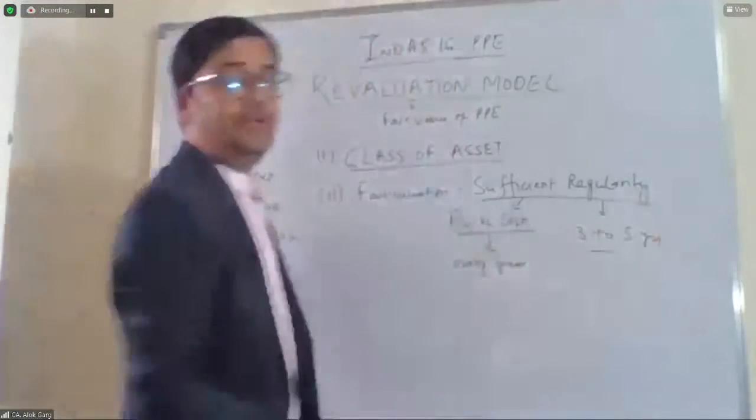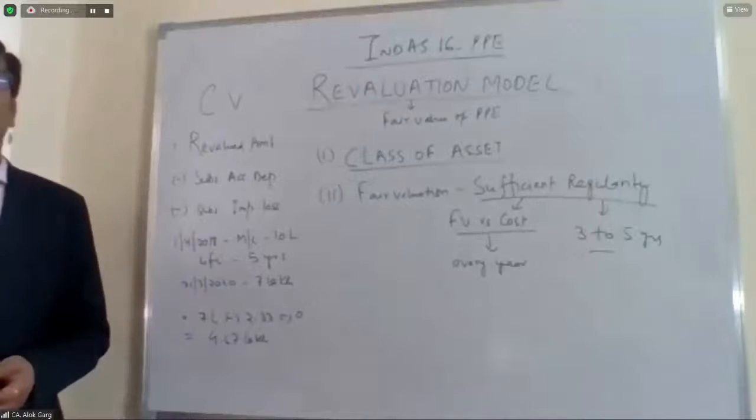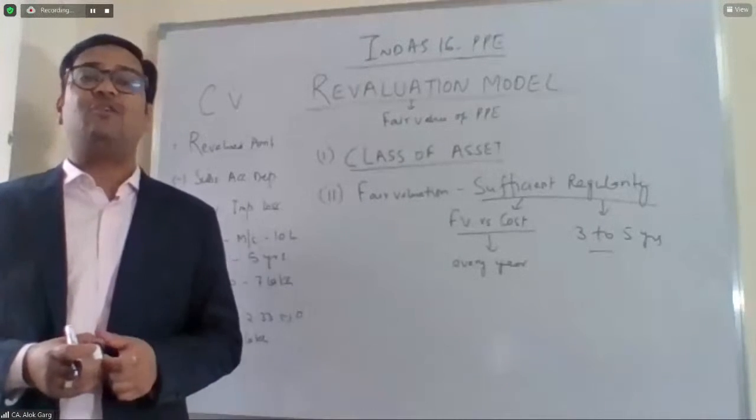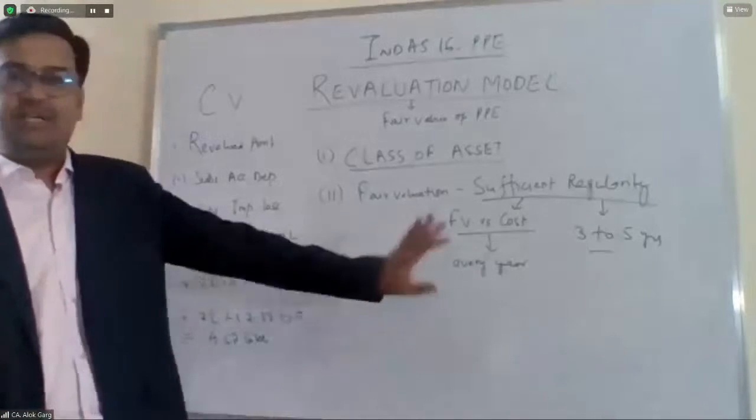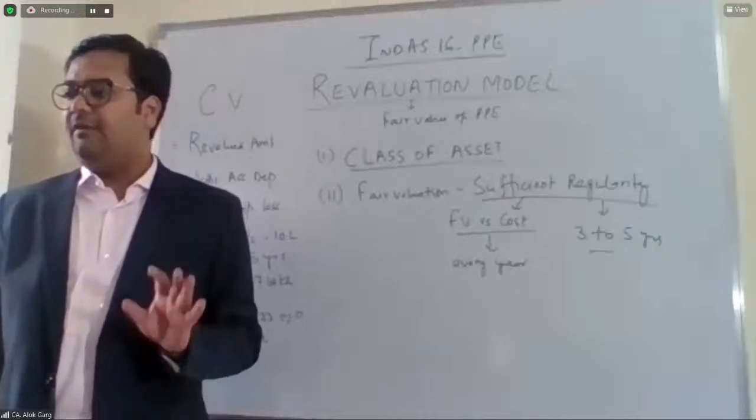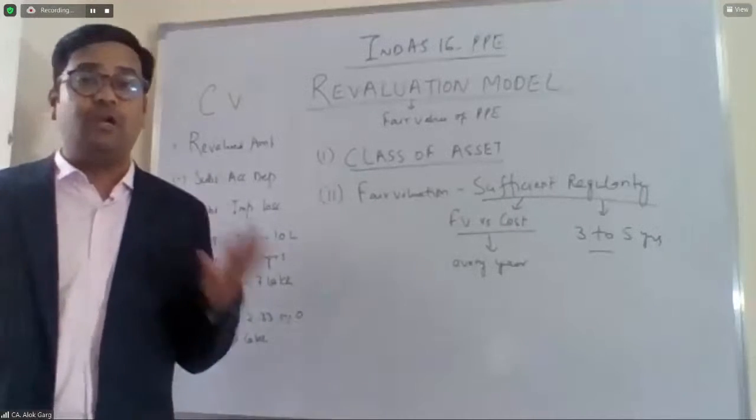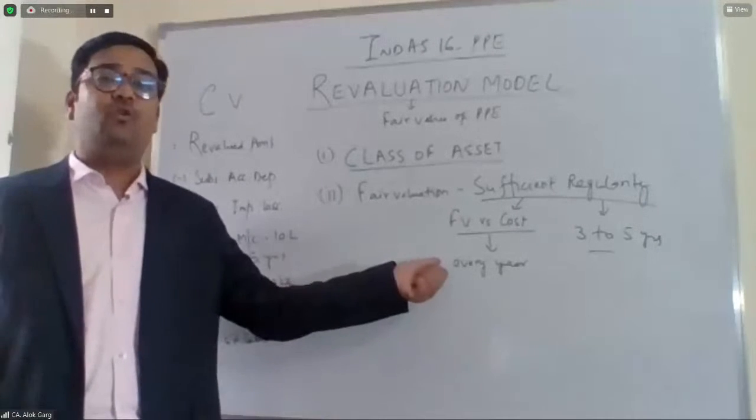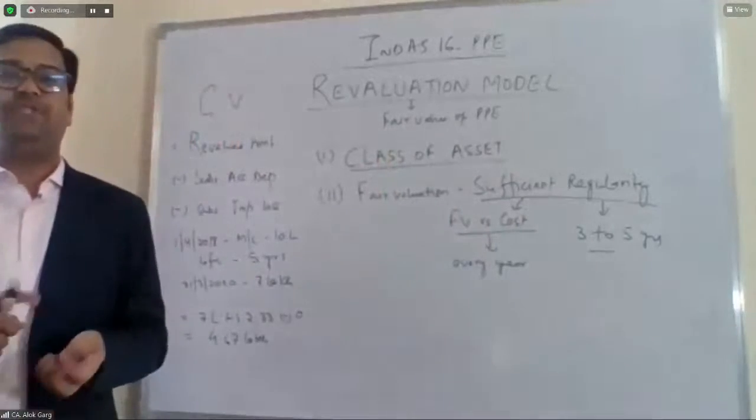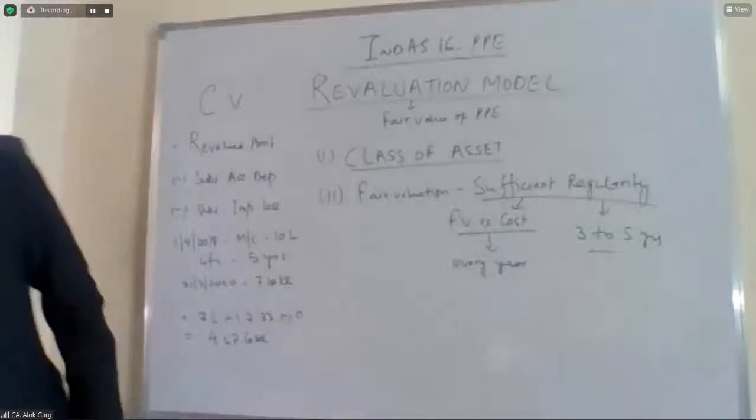At 3 to 5 years, because this fair valuation needs to be done through a valuer, which will incur a cost. So standard says that it has to be at a sufficient regularity. If the movement in fair value are highly volatile and significant, then you need to go for regular intervals. Otherwise, 3 to 5 years are more than sufficient. Is it okay?